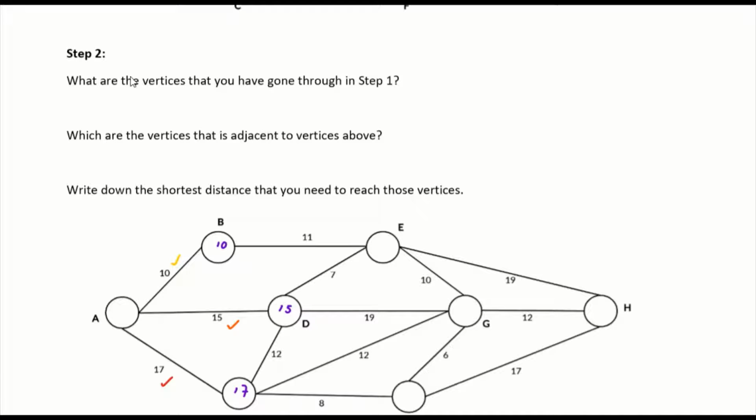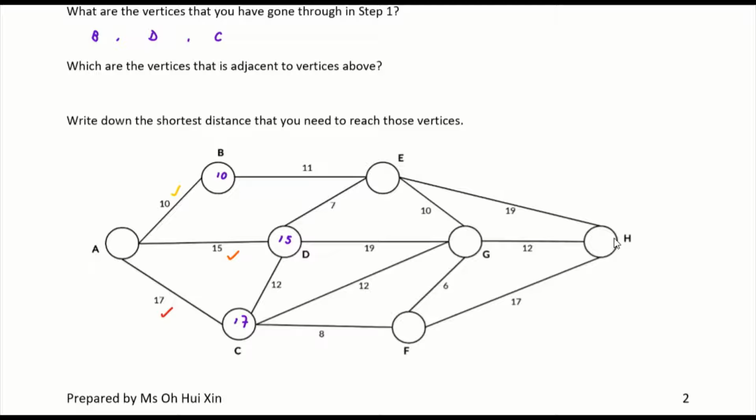Okay, so now what is the next thing? Ask yourself, what are the vertices that you have gone through in step 1? So just now you started from A, right? Then you have actually completed B, D, C. So that's why the vertices that you have gone through in step 1 are B, D, C. Okay, so the next thing that you ask yourself is the same thing as what you asked yourself in step 1: what are the neighbors of all these vertices? What are the vertices that are adjacent to these vertices? So it will be E, G, and also F. So you wouldn't be able to reach H yet, right? Because you need to pass through other vertices before you can reach H. So in this case, what I have here is E, G, and then F.